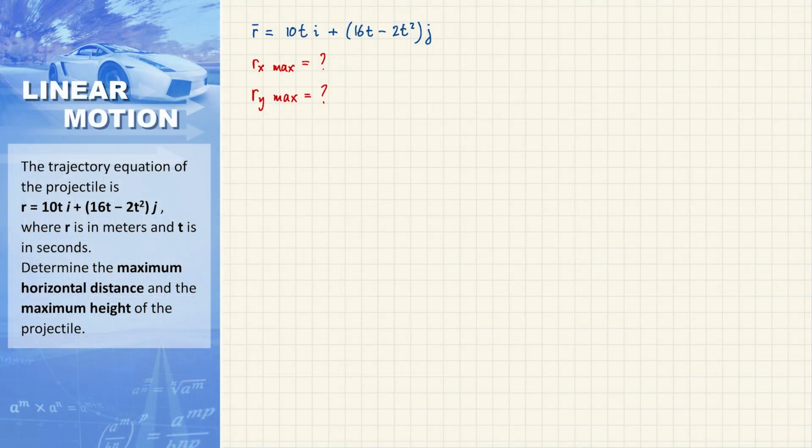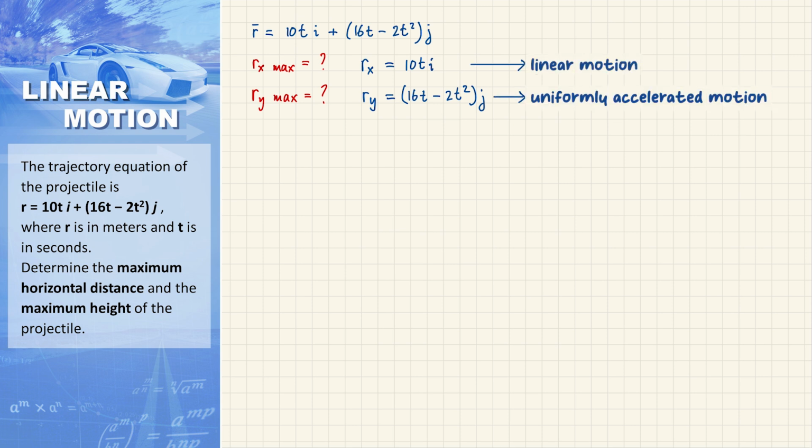From the trajectory equation, we see the term with the i vector, which represents motion along the x-axis, or rx, with rx equals 10t i. Meanwhile, the term with the j vector represents motion along the y-axis, which is 16t minus 2t squared. Rx is linear motion, while Ry is uniformly accelerated motion because Ry has the form of a quadratic equation.